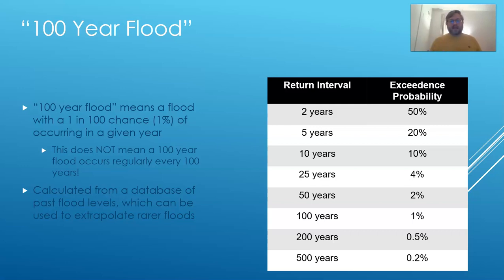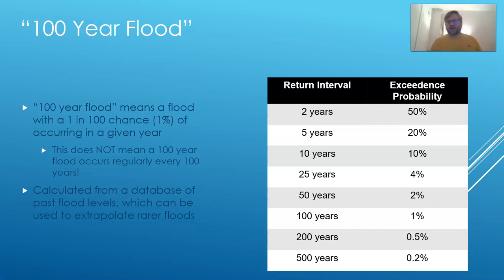What we mean when we say a 100-year flood is a flood that has a 1 in 100 chance, or a 1% chance, of occurring in a given year. So a flood that high or higher has a 1 in 100 or 1% chance of happening that year. That's what we mean by a 100-year flood.